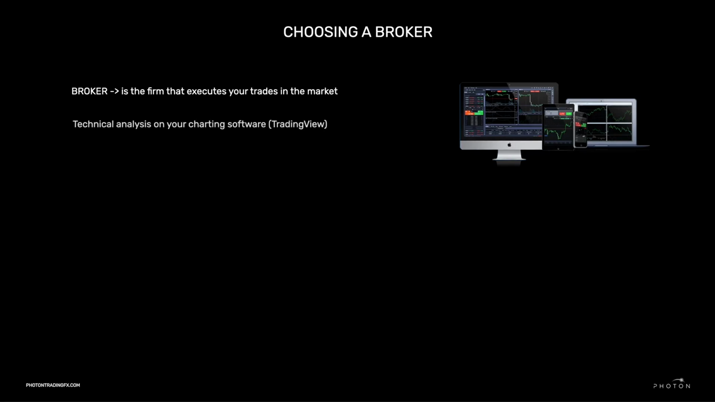Essentially, we're going to do all of our analysis on a third-party charting software, such as TradingView, which we just went through in the previous lesson. It's on TradingView that we're going to be identifying our potential trading opportunities. And then when a trading setup does occur, we go to our broker's platform to actually execute and get into the market and then manage our position and our trades.